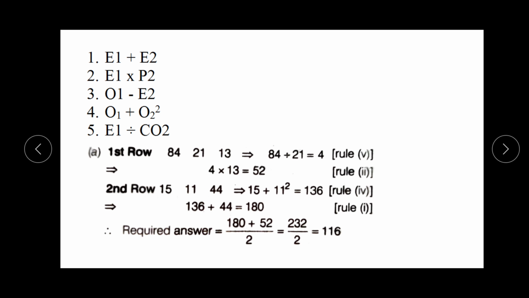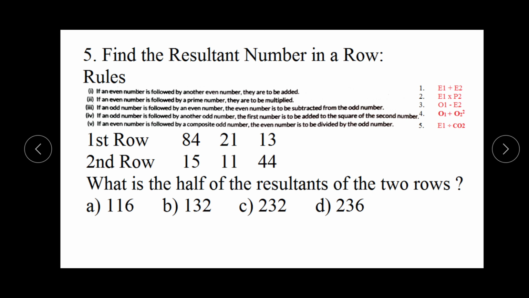Now this 180 is what? This 180 is the resultant of the second row. The resultant of the first row, that is 52. The resultant of the second row, that is 180. What was the question? Question was what is the half of the resultants of the two rows?